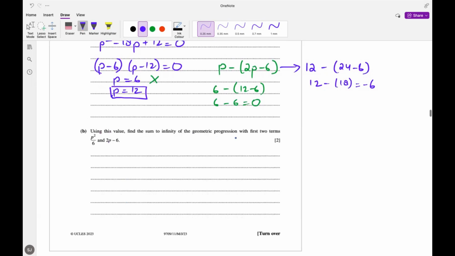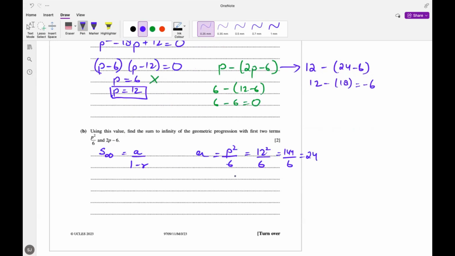Now in part B, it is saying that using this value, find the sum to infinity of a geometric progression with the first two terms p squared upon 6 and 2p minus 6. Now the formula for sum to infinity is a upon 1 minus r. So the first term is p squared upon 6, which is equal to a. We will be using the value of p, which is 12. So this will be 12 squared upon 6. So 144 divided by 6 will be 24.